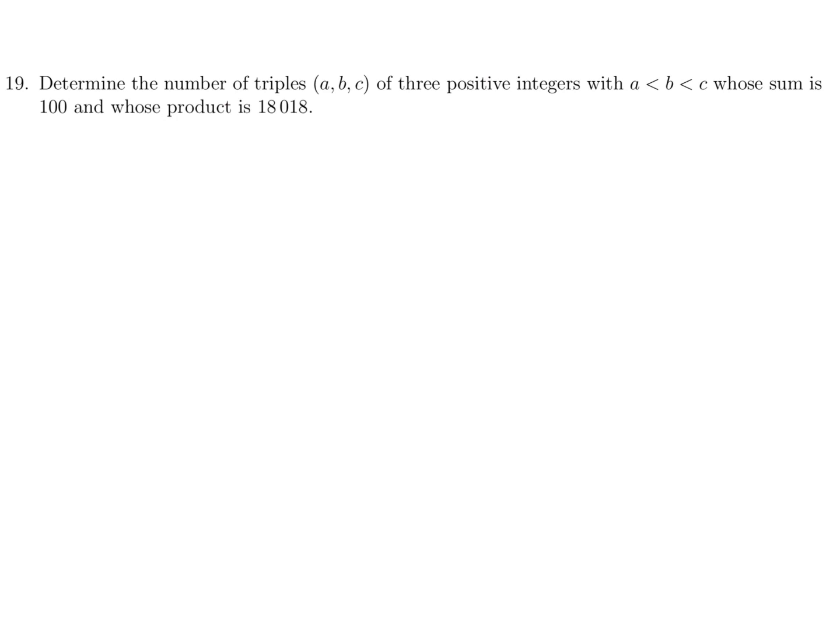Determine the number of triples a, b, c of 3 positive integers with a less than b less than c, whose sum is 100 and whose product is 18018. Okay, so we want the product of the 3 numbers to be 18018, and we want the sum a plus b plus c to be 100. Okay, so this a times b times c, this 18018, I want to break it up into prime factors. So it'd be 2 times 3 squared times 7 times 11 times 13.